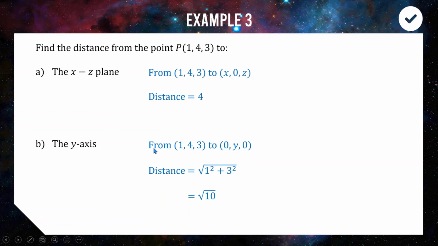Okay, so the y-axis is where the x and z values are 0. Because that's in 2 dimensions, we've got to do a distance using Pythagoras, essentially. All right, I hope that made some sense. Apologies if it didn't. Ask your teacher.